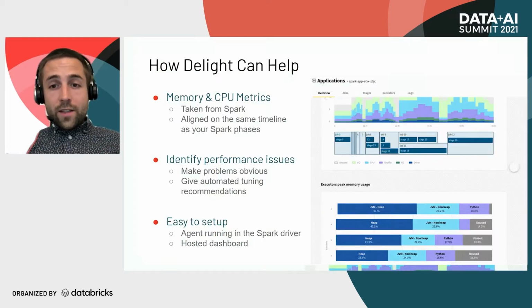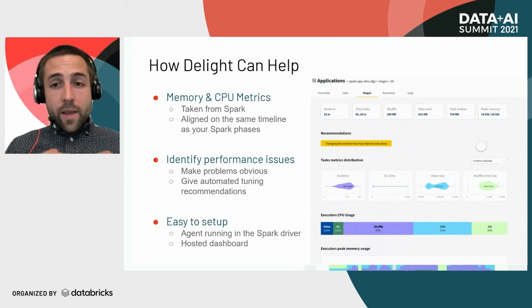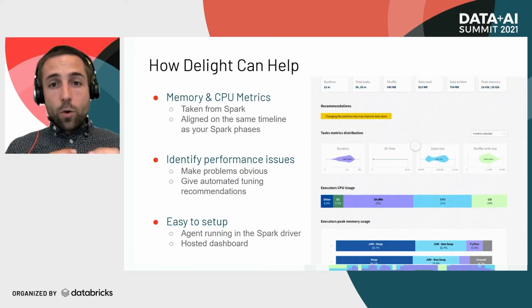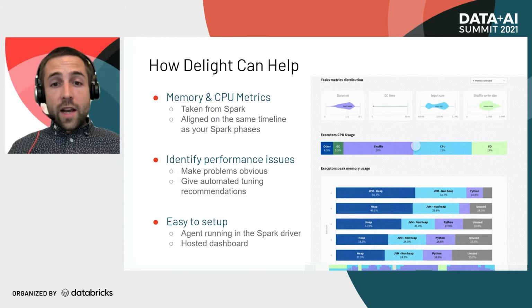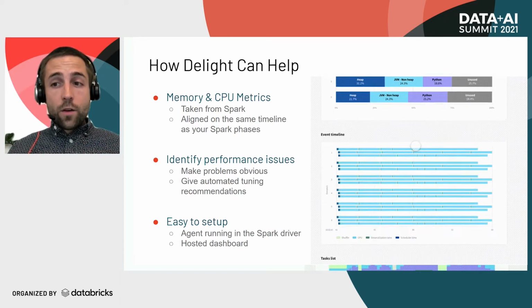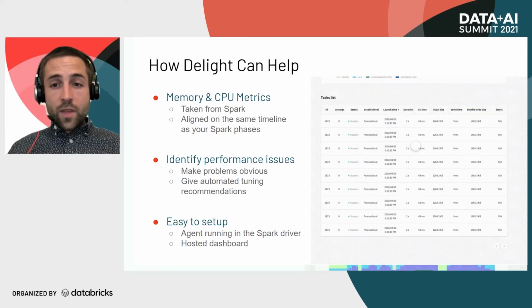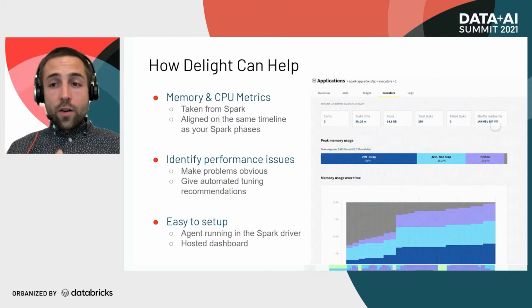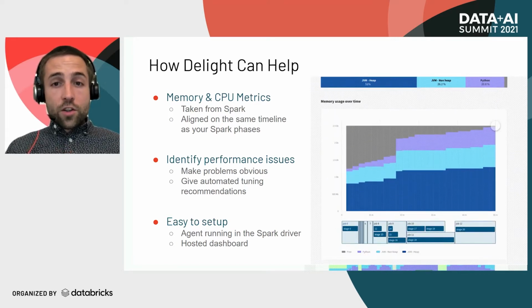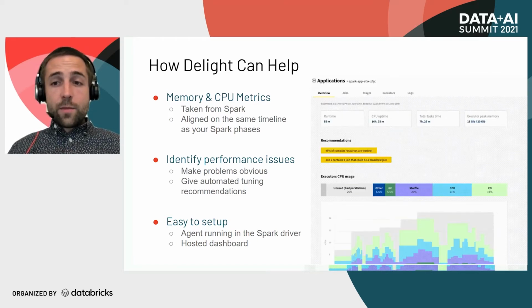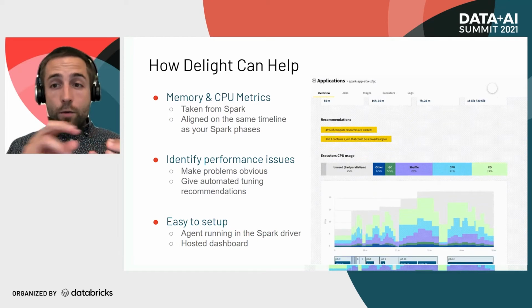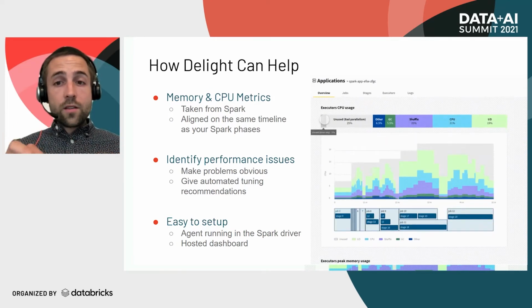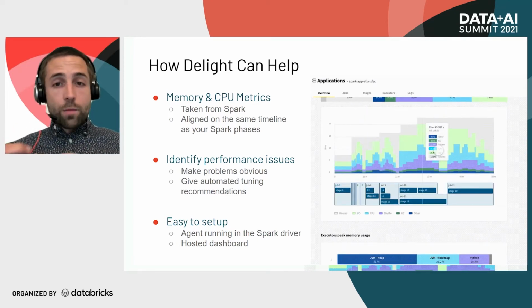So what does Delight do? It displays memory and CPU metrics recorded within Spark and aligned on a single page with your Spark jobs and stages. So the goal here is to make it obvious which part of your application is the performance bottleneck, so you can focus your attention on it. And these metrics are aligned with a view of your Spark jobs and stages so that you know which part of your code to focus on.